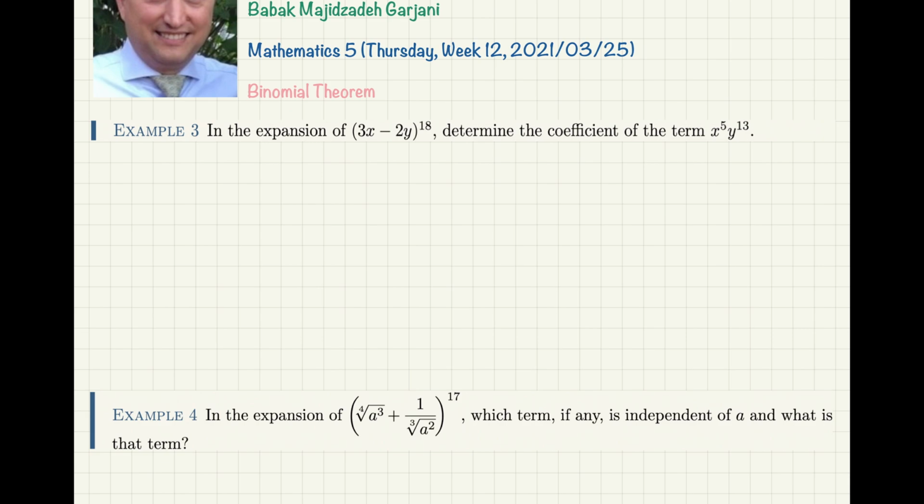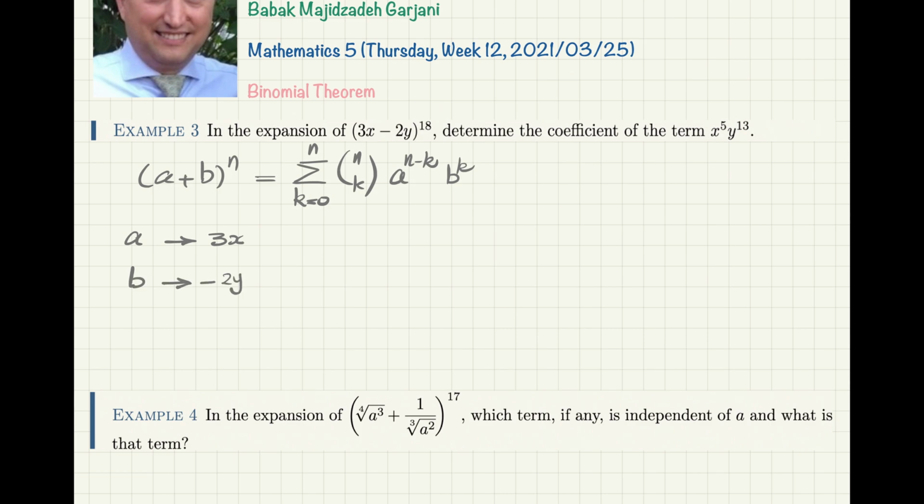Let me give my own experience. If I want to solve this problem, I put the formula from the formula sheet, or from my head, in front of me. So this is the formula. K goes from 0 to n, and then I have n choose k, a to the power n minus k, and b to the power k. So this is the formula available for you. And then you see that a is being replaced by 3x in this problem, and b is being replaced by minus 2y. And n is being replaced by 18 in this problem.